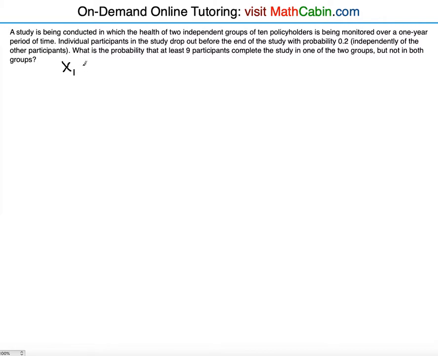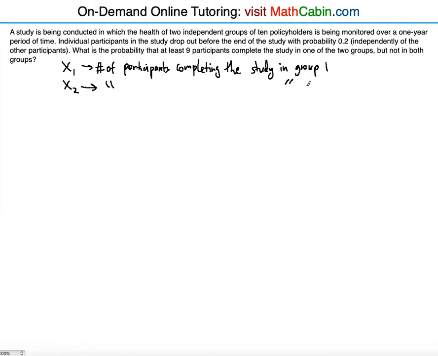represent the number of participants completing the study in group 1. And similarly, the second random variable represent the number of participants, and I'm going to write quotes because it's the same text, in group 2.